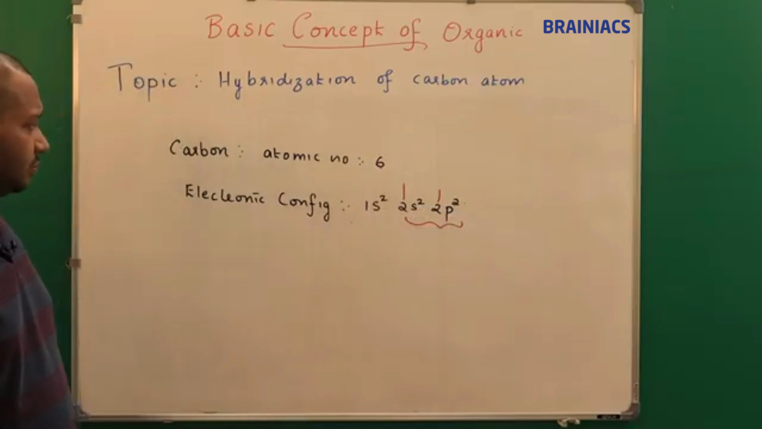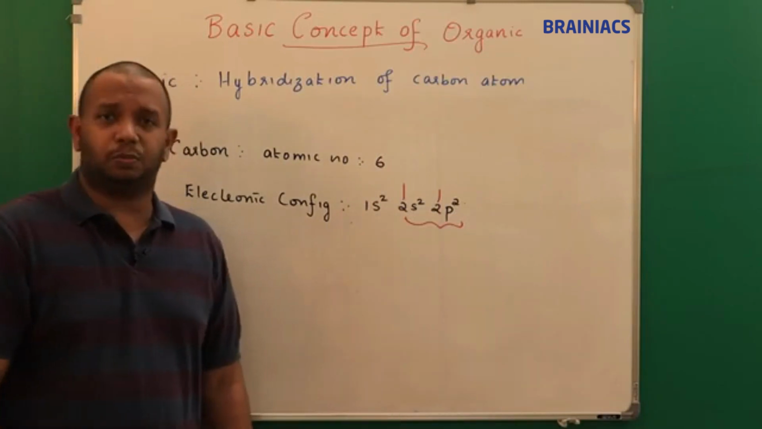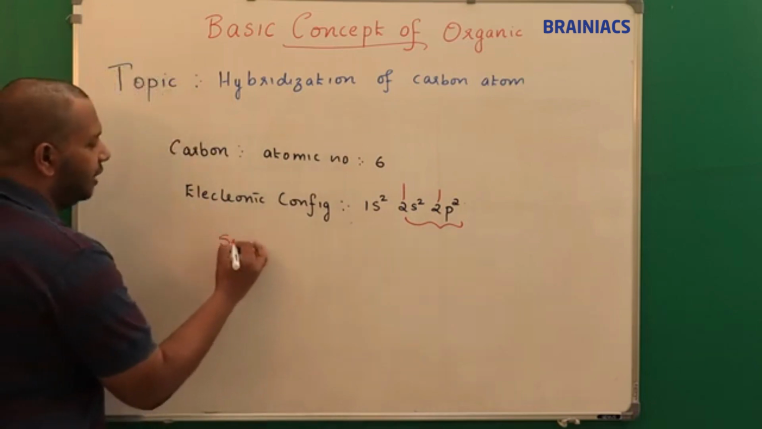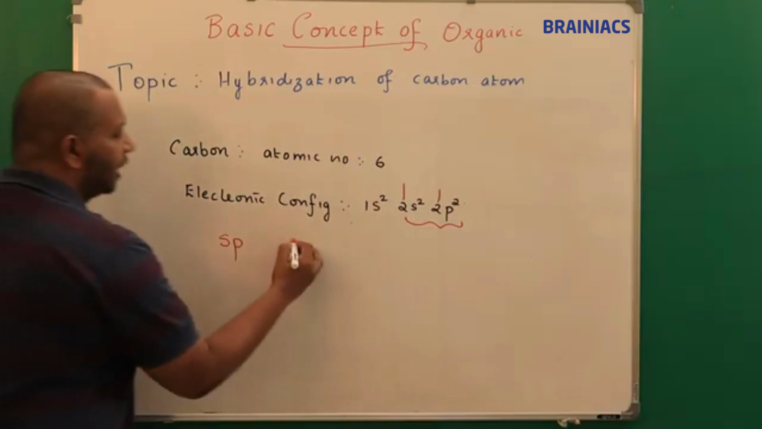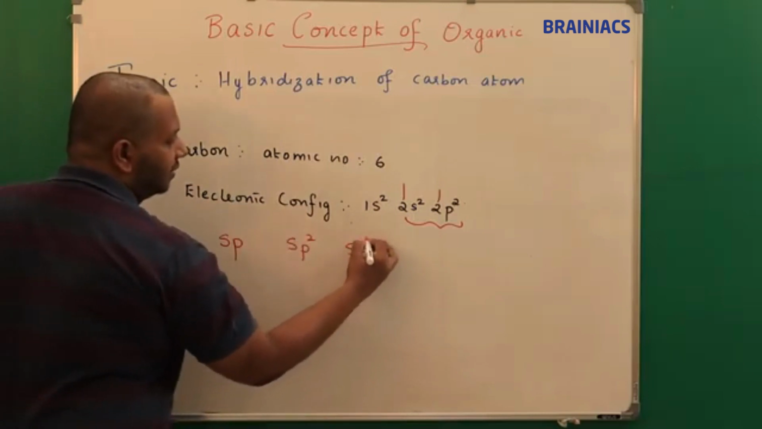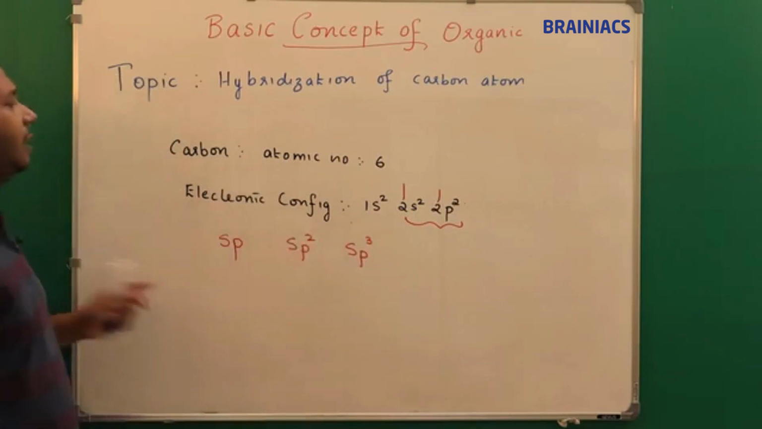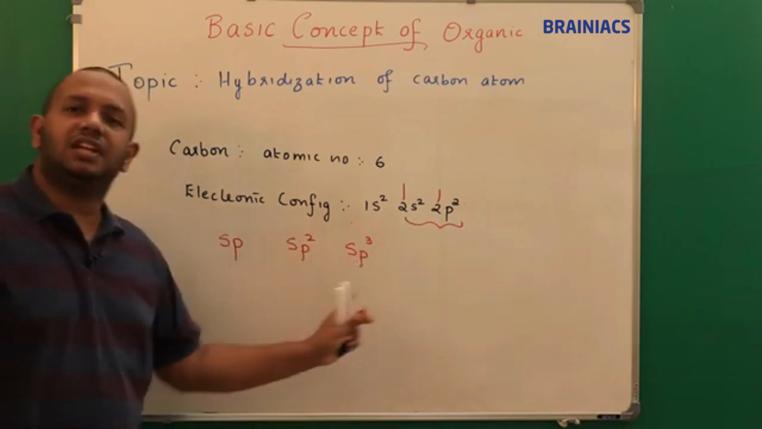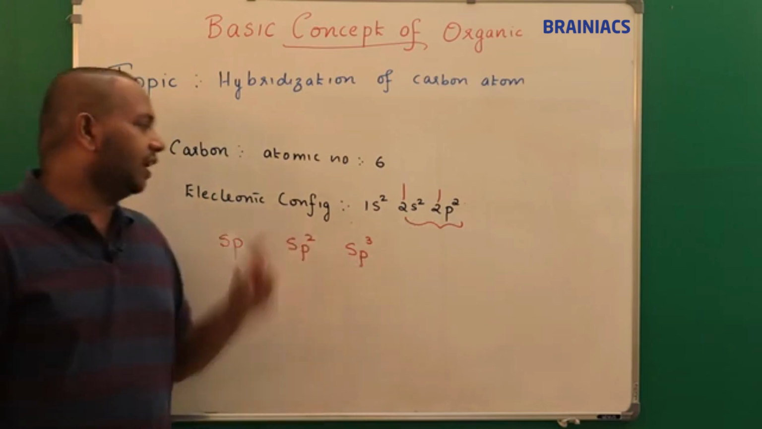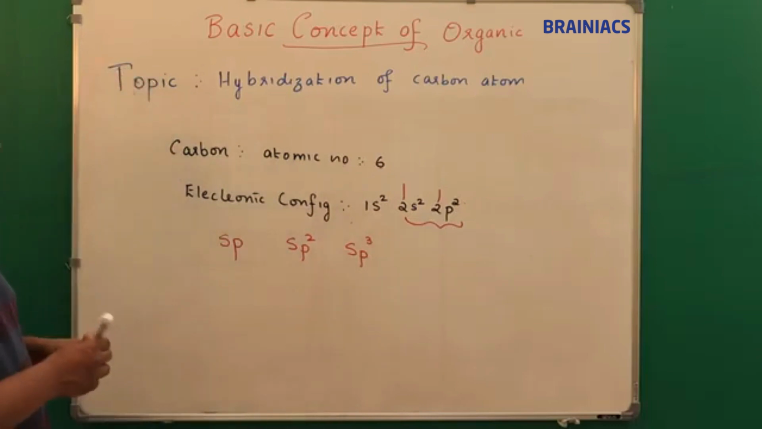Now we need to see with S and P what are the possible types of mixing possible. As per hybridization, we know that S and P can be sp, or sp2, or sp3. This is the maximum mixing possible. So I can say that a carbon atom can have these three possible hybridizations: one is sp, another sp2, and another is sp3. Understood?